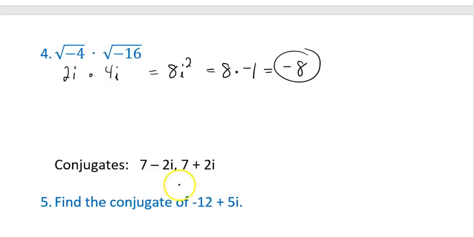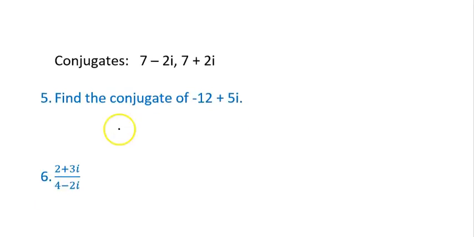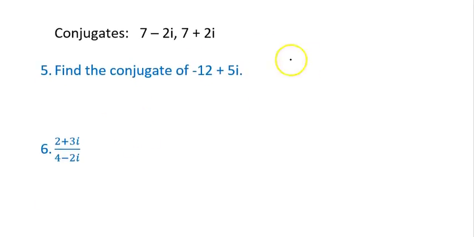Conjugates. Conjugates we used with square roots before, and I just want to remind you what those are. With i's, it works the same way because they represent a square root. Conjugates, I have 7 minus 2i and 7 plus 2i. They just have a different sign in the middle. The first number keeps the same sign, but the sign in the middle changes. So for example, if I wanted to find the conjugate of negative 12 plus 5i, the negative 12 would stay the same, but the middle sign would become a minus. So negative 12 minus 5i.